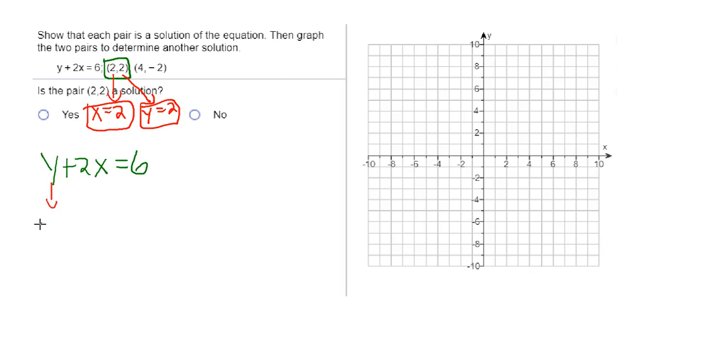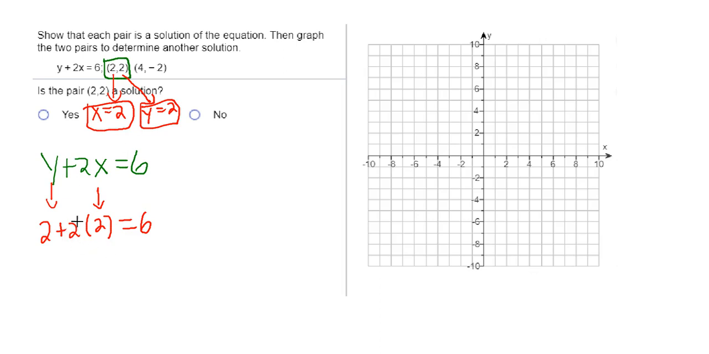So for y, we're going to plug in 2. For x, we will also plug in the number 2. And we want to confirm that this ordered pair is a solution to the equation. So they're kind of already telling us the answer in the directions. Show that each pair is a solution. So the answer is going to be yes. We're told in the directions these are solutions, but we want to confirm that before we answer the question.